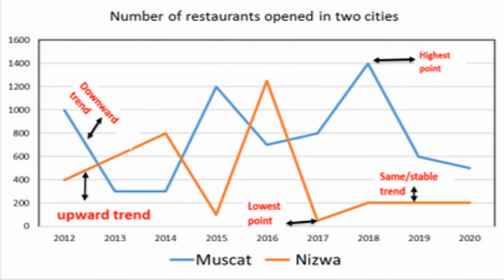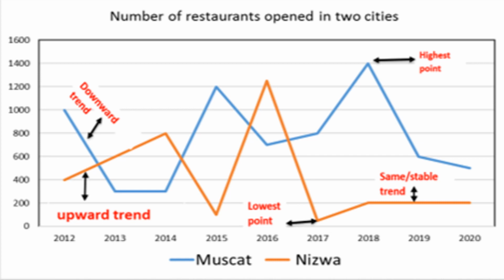Look at this graph. This graph shows the number of restaurants opened in two cities. What are the two cities mentioned here? Muscat and Nizwa. And what is the time period? 2012 starts here to 2020. And what is the unit of measurement? It's the number: 200, 400, 600, 800, 1000, 1200, 1400, and 1600.